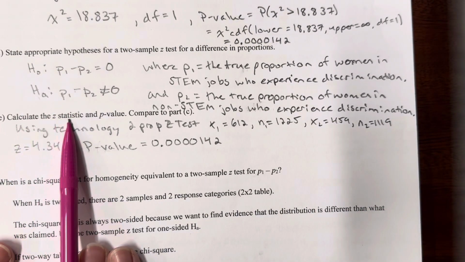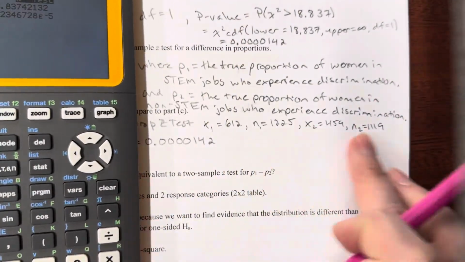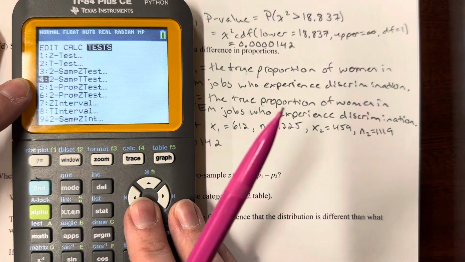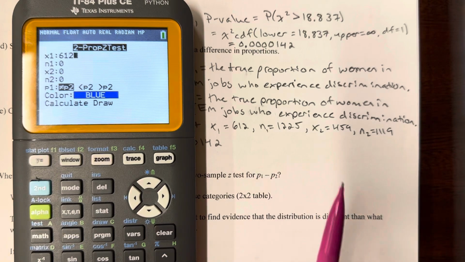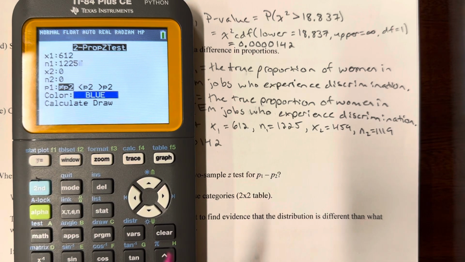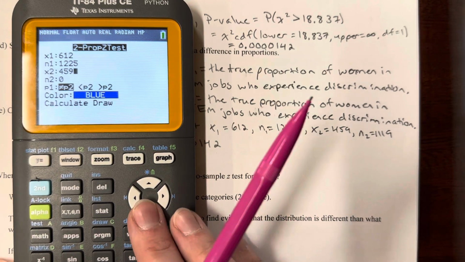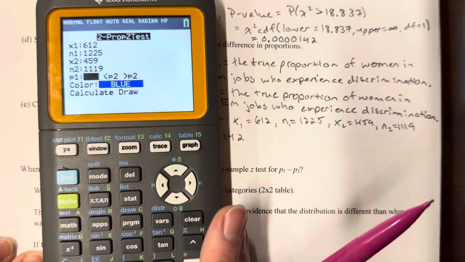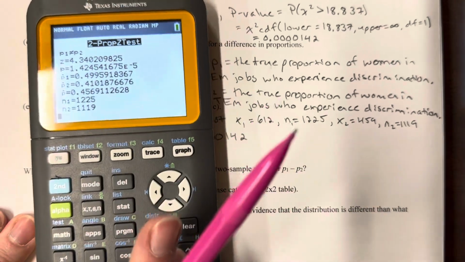To calculate my z statistic and p-value, I again use technology, so 2-prop z-test. And these are the numbers that I entered into that test. So if I go to stat, go over to tests, and go down to 2-prop z-test, then I'm typing in 612 for the number of women who experience discrimination in STEM jobs. The number of women we asked was 1,225. The number of women in non-STEM jobs who experience discrimination is 459, and the number of women asked was 1,119, and we're looking for not equal to for our alternative hypothesis. Go down to calculate, and we get basically the same sort of thing.